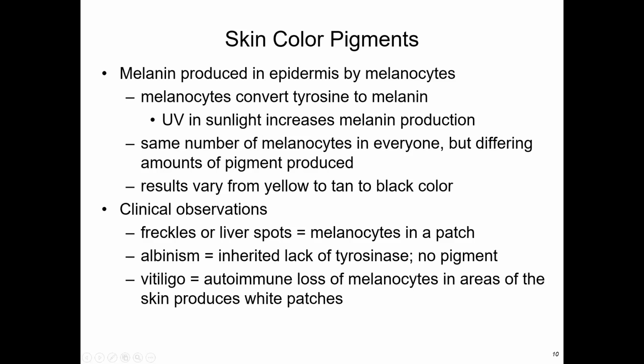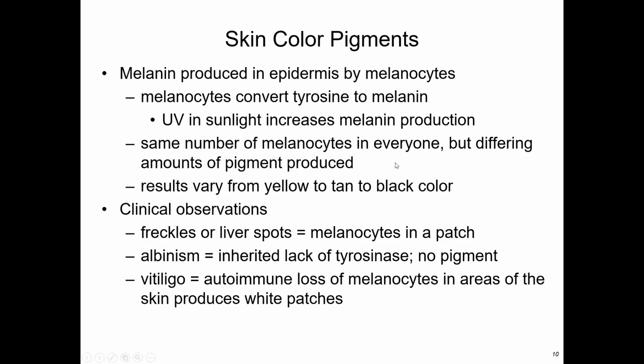Melanin protects the stratum basale cells against UV light, and interestingly, when melanocytes are exposed to more UV light, they increase melanin production. If you've ever done tanning in sunlight, this is the mechanism. During tanning, you are exposing your melanocytes to UV light, and they respond by making more melanin and therefore making your skin color darker.